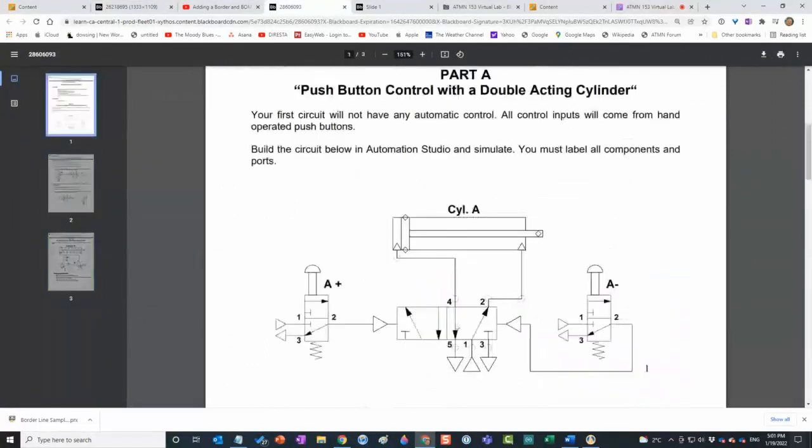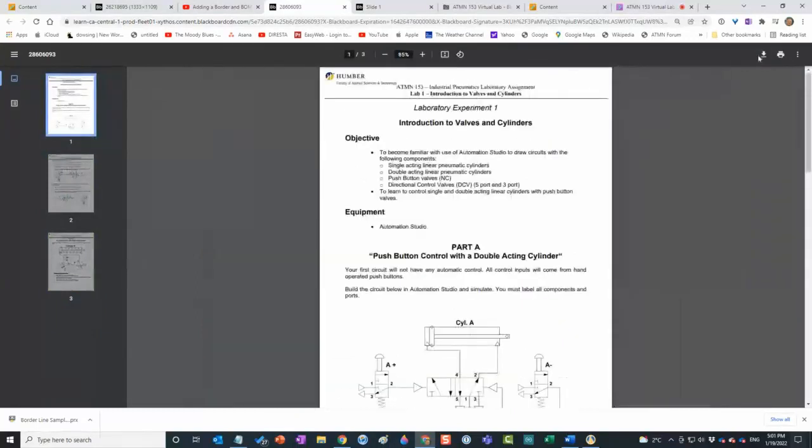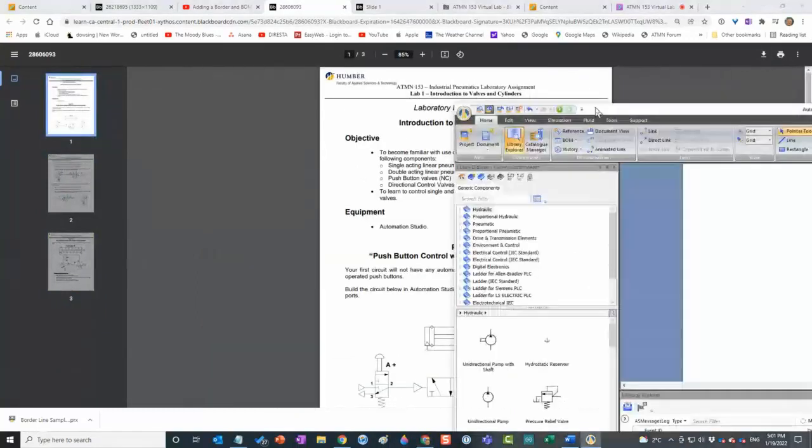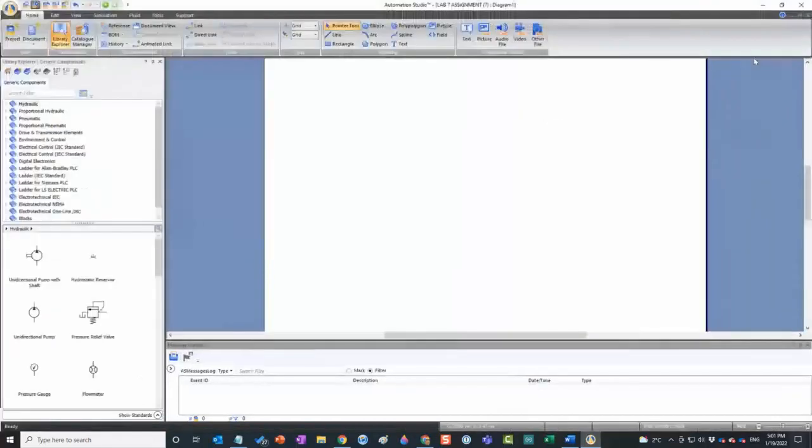So now, there you go. I've talked about what we're going to do in this lab, and let's actually go ahead and do the lab. I have Automation Studio open right here. What I'm going to do is go ahead and do this stuff.